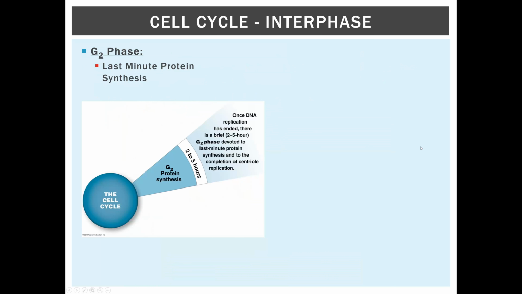All right, so after the S phase, DNA has been copied. Now the cell goes into the G2 phase. During the G2 phase, you're making some last-minute protein synthesis and preparations for cell division. At this point, you've already copied the DNA, so the cell is pretty much committed to dividing. These are final preparations just before you start the mitosis process.